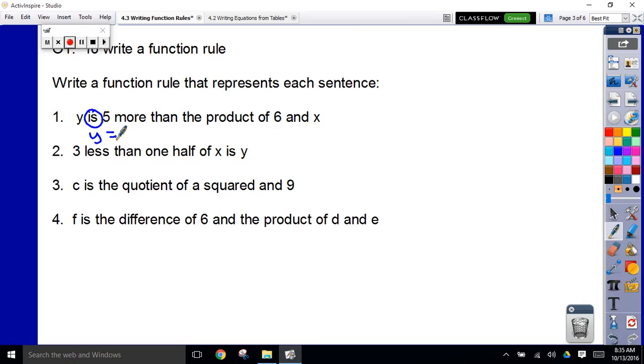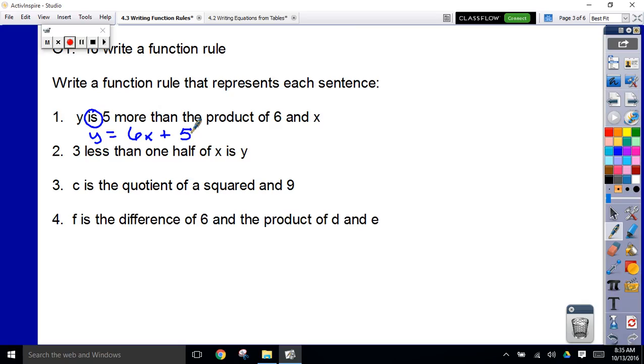Do I have a volunteer to tell me what I would write on that side? Athena? 6x plus 5. Good. The product of 6 and x, and it's 5 more than that. So it's 6x plus 5. So the only difference between expression, equation, is that we do have an equal sign.